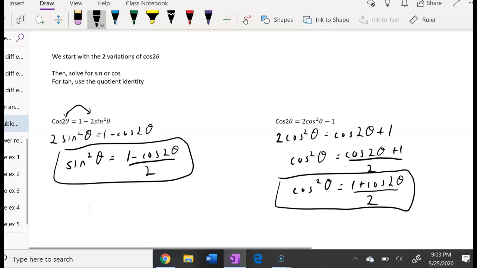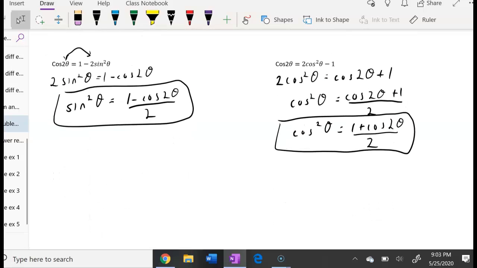Now, we're not going to do tangent the same way. We're going to use what we've just found for the tangent. So the tangent squared power reducing formula would be using the fact that the tangent squared of theta is going to be the sine squared of theta over the cosine squared of theta, and then we're just going to sub in what we just found out.